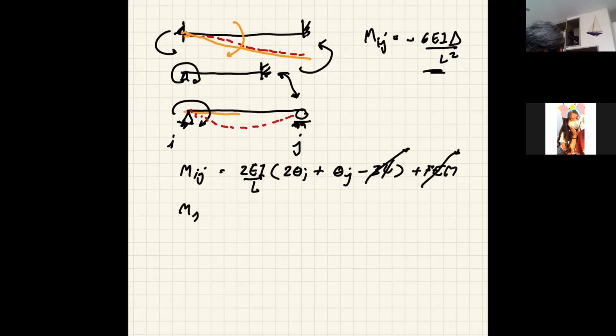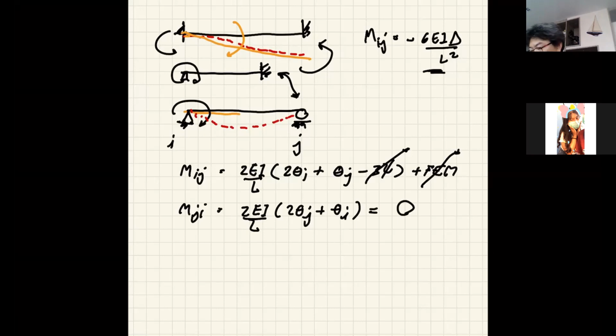And then Mji is 2 EI over L, 2 zeta J plus zeta I. Okay, I'm going to spare the psi and the fixed moment. But again, we know that Mji is 0 for sure.